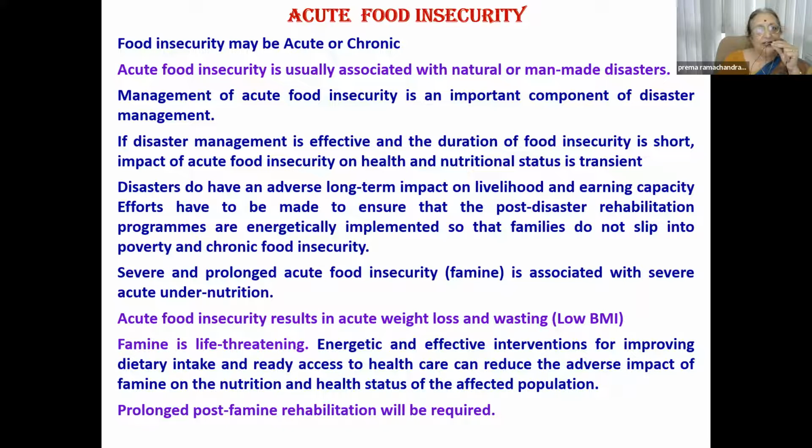Food insecurity can be acute or chronic. Acute food insecurity is usually associated with natural and man-made disasters. Management of acute food insecurity is an important component of disaster management, as has been stated by the earlier speakers, whether they talk about tsunami or cyclone or floods. Acute food insecurity management is part and parcel of disaster management.